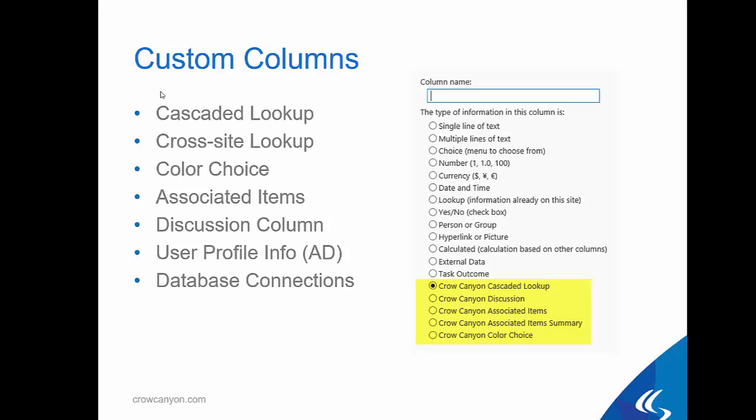You might put a cascaded lookup, so it depends on the type depends on the category, or the location depends on the state, or whatever. Kind of these cascaded lookups. Cross-site lookups, where you're looking at information from different SharePoint sites, color choice fields, associated items, that's the related items, discussion columns that make a better multiple line of text field where you're recording who said what, date, time stamps, names, all that, and profile information, database connections. So there's quite a number of ways you can enhance your forms with these custom columns.